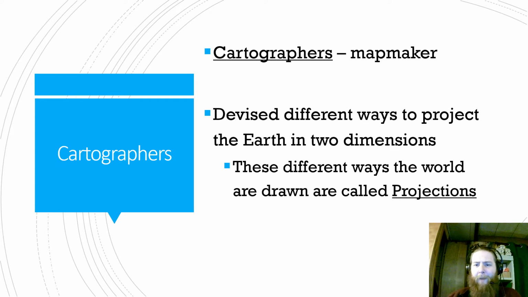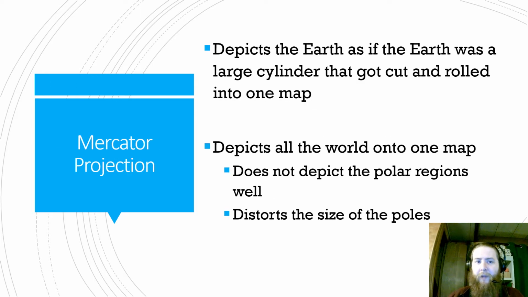So who makes maps? Well, cartographers is the official name for a map maker. And they've devised different ways we project the Earth in these 2 dimensions. Each of these projections, as they're called, has different benefits and different disadvantages. Some of them are really good for planning trips, and some of them are really good for looking at land masses. What you're doing and what job or end you're trying to accomplish will really determine what map projection you're going to use. So the first is the Mercator Projection.